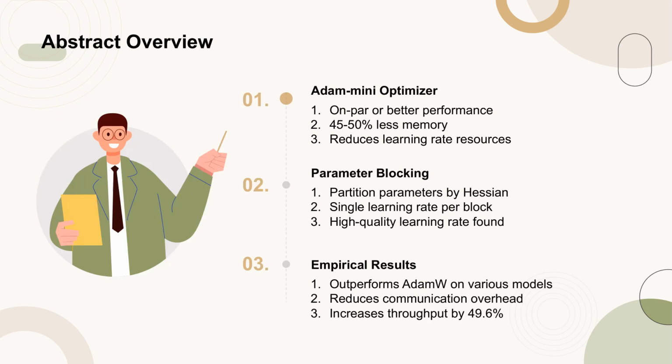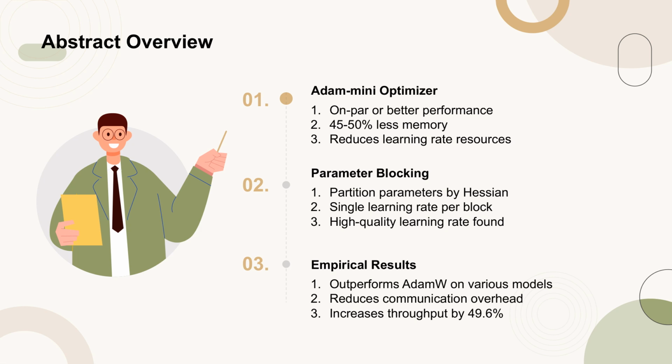The authors introduce AdamW, an optimizer that matches or exceeds the performance of AdamW while using 45% to 50% less memory. This reduction is achieved by minimizing the learning rate resources in Adam. The authors discovered that over 90% of these learning rates can be safely removed by carefully partitioning parameters into blocks based on Hessian structure and assigning a single effective learning rate to each block.